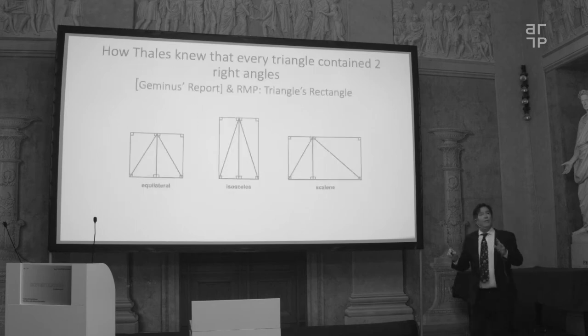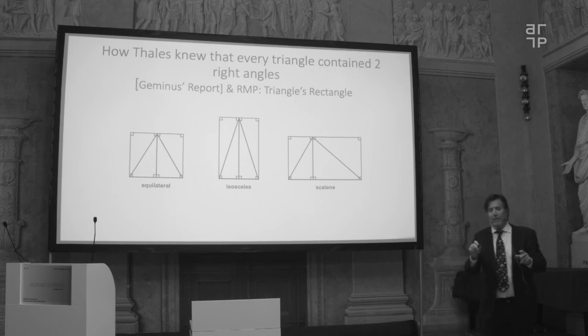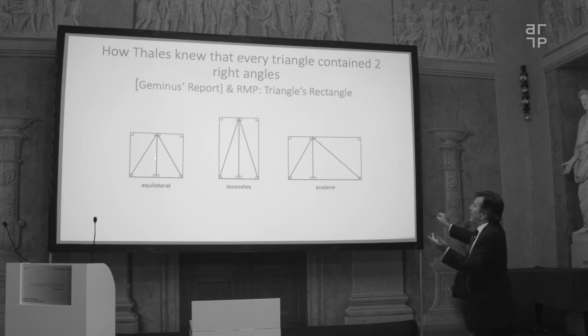Now, in order to move ahead, you have to see that the Pythagoreans are credited with proving there are two right angles in every triangle. But we have an ancient report that Thales and his generation investigated, theorized, how there were two right angles in every species of triangle. Now, there's a bunch of ways it could be done. This is what he learned in Egypt, the triangle's rectangle. By the way, it's the same argument for all three cases, so let's start there.